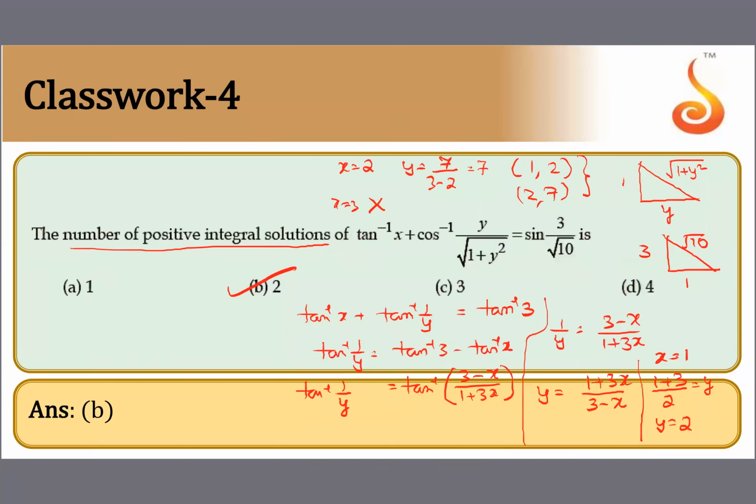Understood, everybody? Very good. Sin inverse x is a mistake. Done. Good. Very good. Next one. Okay. So x equal to 1 comma 2. So 2 comma 7. Next one. Only 2 ordered pairs will be there.